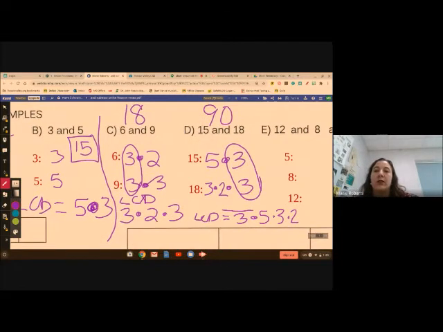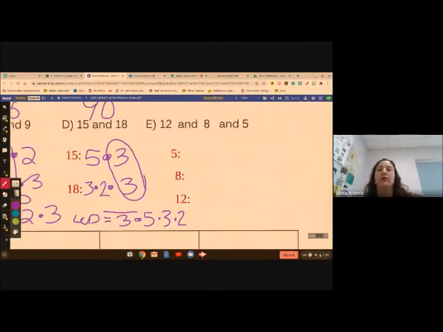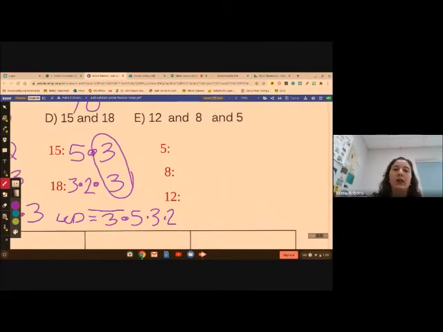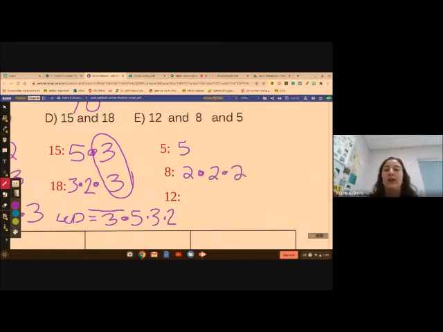Now we're going to get to the hardest one here. Let's do 3 denominators, like 12, 8, and 5. 5 is prime. There are no other factors of 5. 8 is not prime. 8 could be 4 times 2 or 2 times 4. But 4 is not prime. So let's break down the 4. 4 breaks down into 2 times 2. So the prime factors of 8 are 2 times 2 times 2.